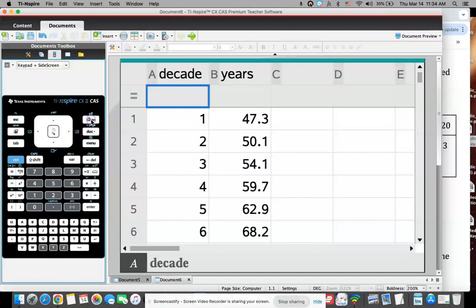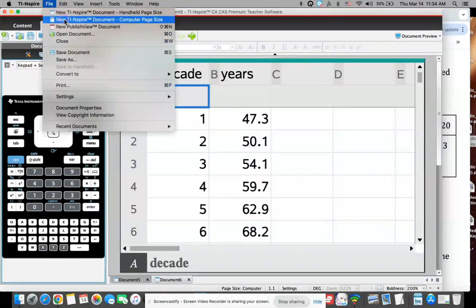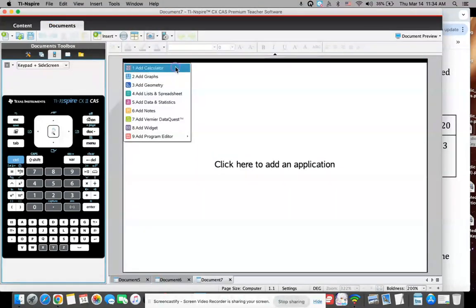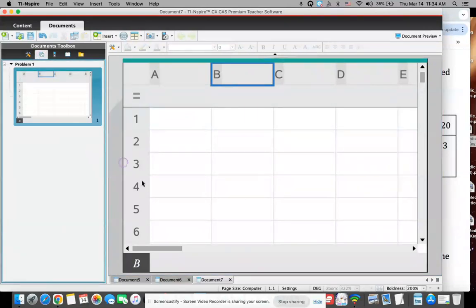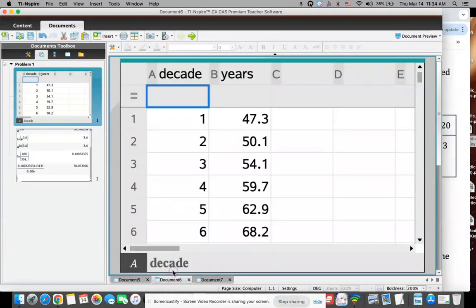So if you're not familiar with that, you hit the home button, right? And home number one. If you hit home number one, you'll get this menu and you can add a list in the spreadsheet. So you just open that up. Then you can name it at the top, way up here, name the columns, and then start putting in your data. And you'll see that I did that here on a different document.